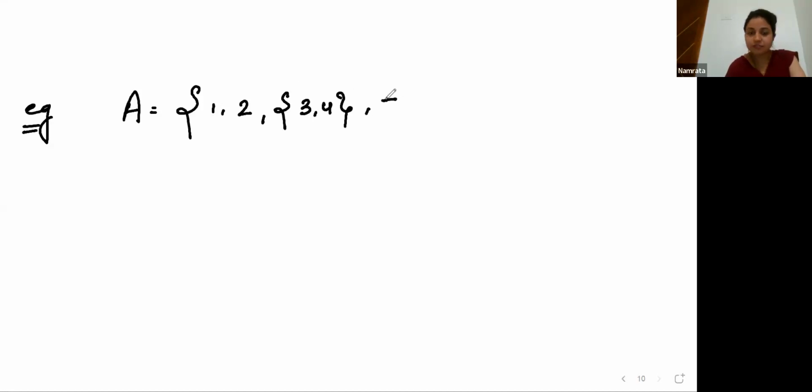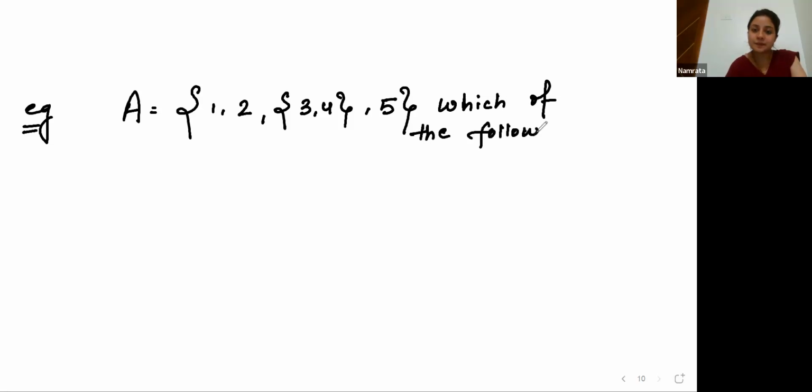So if we are having, for example, A which equals {1, 2, {3, 4, 5}}, like this, then we have to say which of the following is incorrect or correct.